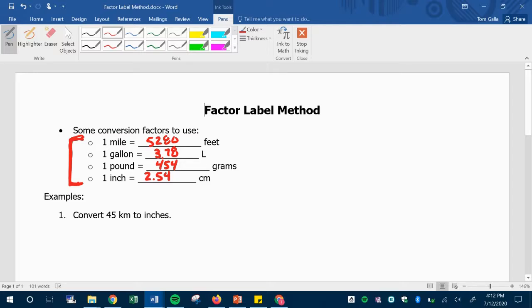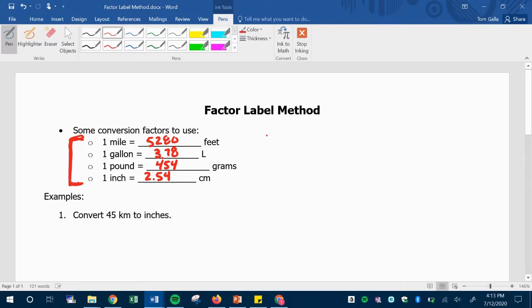Now, in addition to these four conversion factors, there are tons and tons of other conversion factors out there. For example, if your car gets 30 miles per gallon, that means the conversion factor that you can actually use or write is 30 miles for every 1 gallon. Or miles per hour is miles per 1 hour.